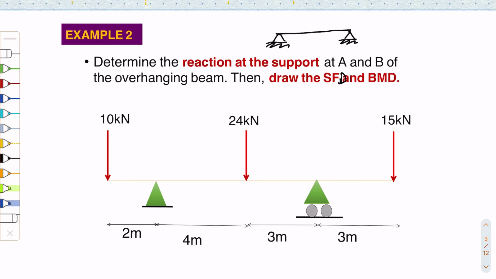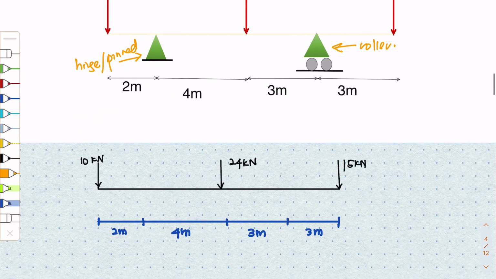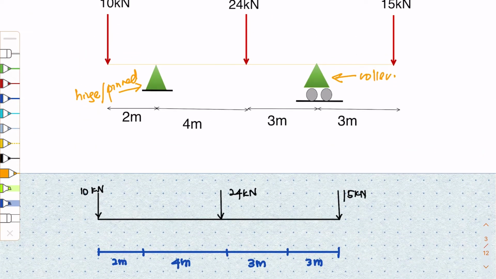The first thing kita kena identify the type of support and the load itself. Load semuanya adalah point load, concentrated load. Okay, and for the support, this is hinge ataupun pin, and this another one is roller, which means that kita boleh draw kat sini to get the reaction.